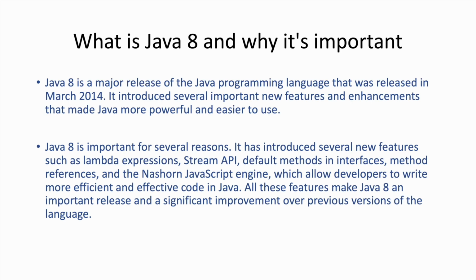Java 8 is a major release of the Java programming language that was released in March 2014. It introduced several important new features and enhancements that made Java more powerful and easier to use. Java 8 is important for several reasons. It has introduced several new features such as Lambda Expressions, Stream API, default methods in interfaces, method references, and the Nashorn JavaScript engine, which allow developers to write more efficient, effective code in Java. All these features make Java 8 an important release and a significant improvement over previous versions of the language.